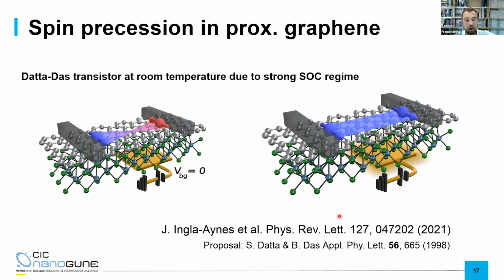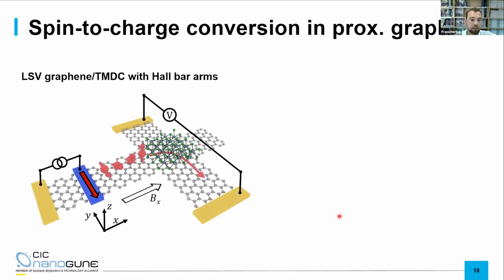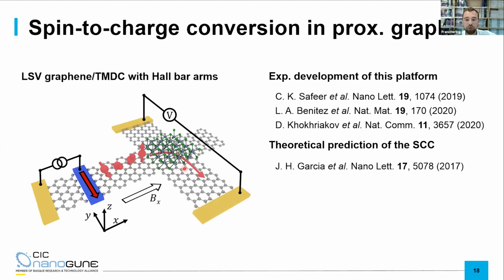And with that, I want to come to a somewhat quicker second part, where I want to talk about the spin-to-charge conversion. The device we're using is essentially a Hall bar with proximitized graphene that we developed in our group and that recently other groups have adapted for their needs. And in this proximitized graphene heterostructure, there is the theoretical prediction of spin-to-charge conversion.